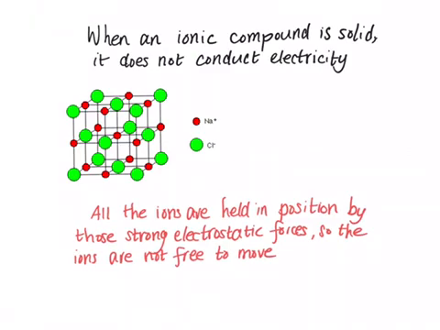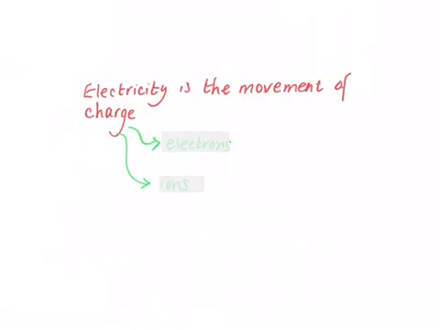And the reason for that is all of the ions are held in position by those strong forces we talked about earlier, and because of that the ions are not free to move, they're held in a fixed position. So because electricity is the movement of charge, in a solid ionic compound there are no free electrons, there are no free ions, so a solid ionic compound does not conduct electricity.